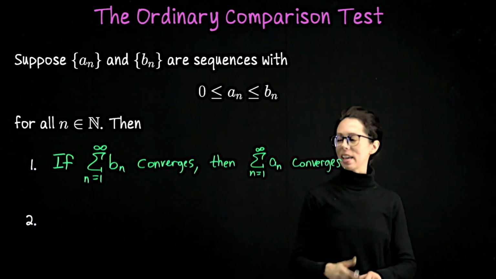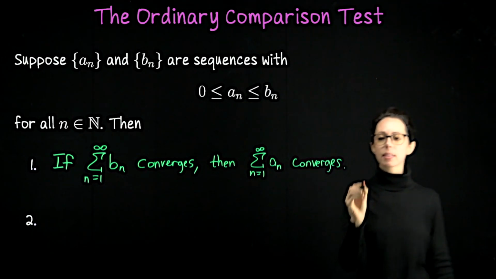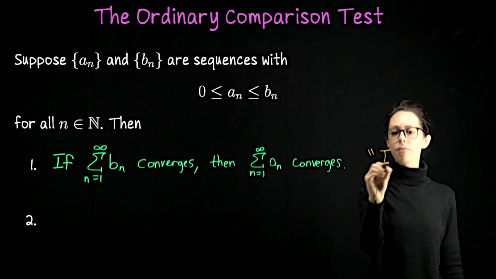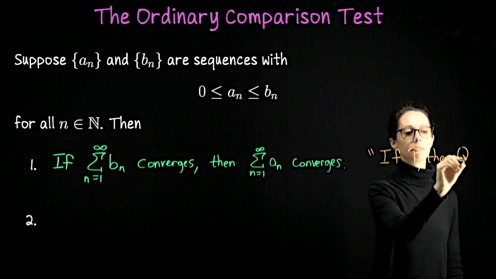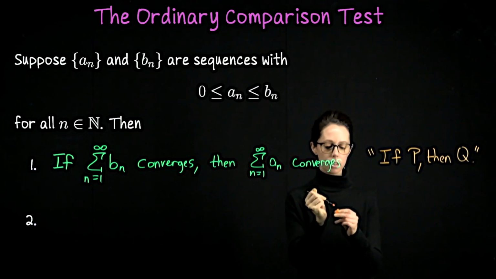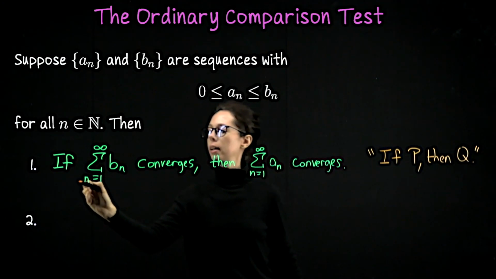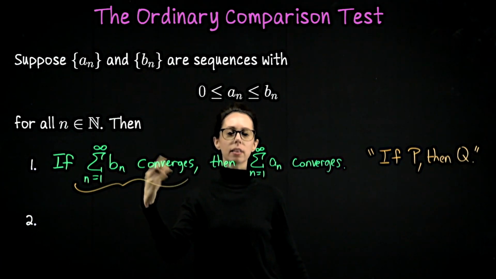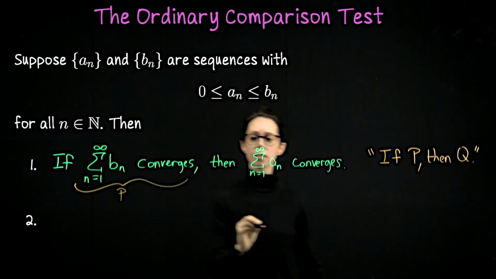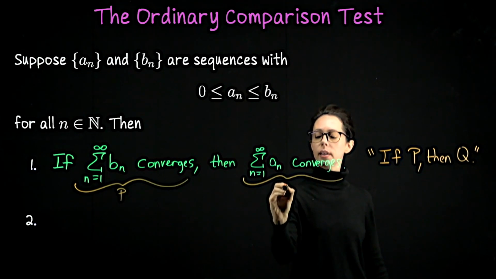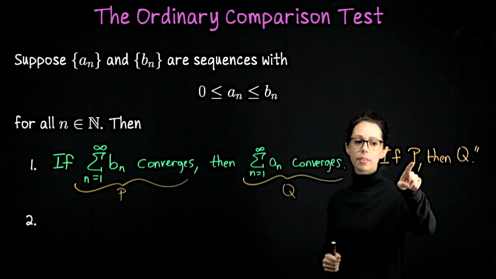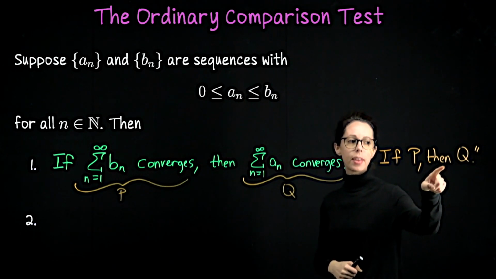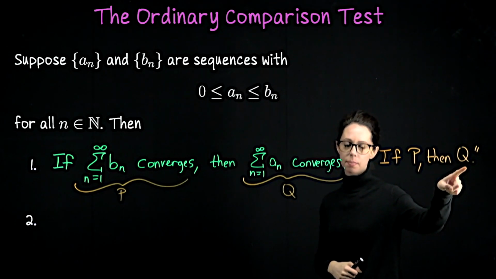This is what's called an if-then statement in mathematics. So if P, then Q. So here P is the idea that the series of larger terms converges. Q is the idea that the series of smaller terms converges. So if the series with Bn converges, then the series with An converges.